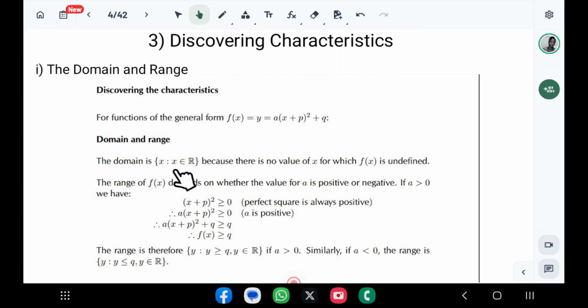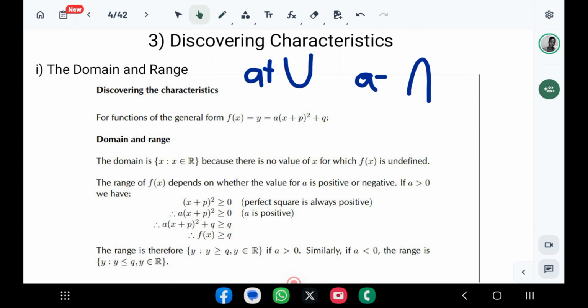Your domain is x is an element of real numbers. There is no point along the x-axis where the graph of your quadratic function is not defined. Now the range depends on whether your a is positive or your a is negative. If your a is positive, remember, when you've got a positive a, that means your arms look up. But when you've got your negative a, your arms look down.